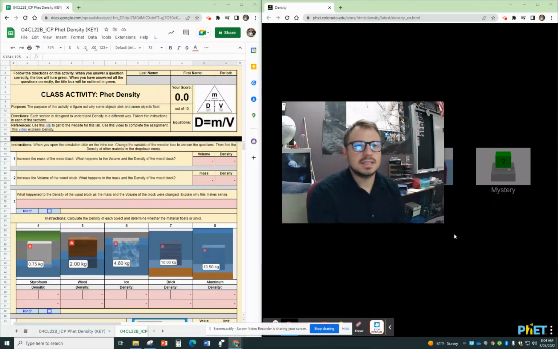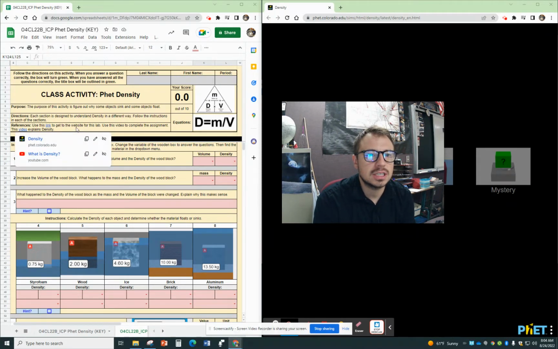All right, this is the PhET density class activity. The purpose of this activity is to figure out why some objects sink and some objects float. Each section is designed to understand density in a different way, so follow the instructions in each section.